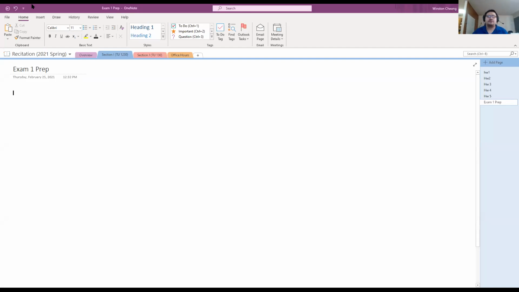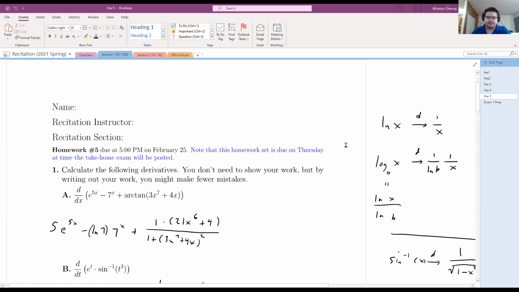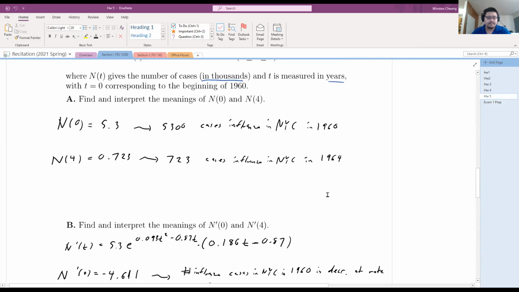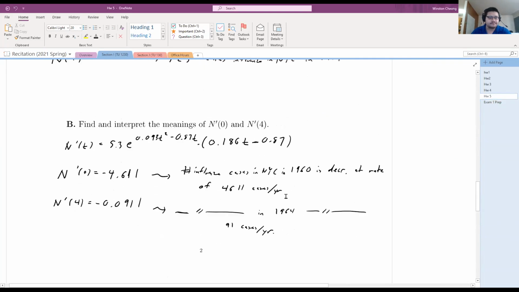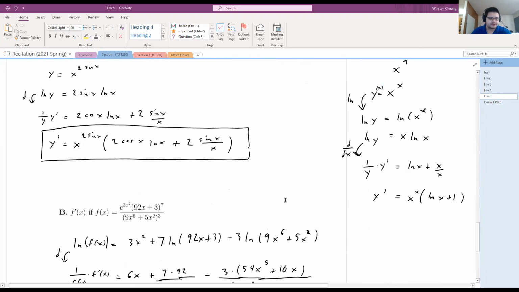Okay. What questions do you guys have? Last homework, using the natural log to solve. Okay, so you're talking about problem number 4. So I think that's the only thing that uses natural log.